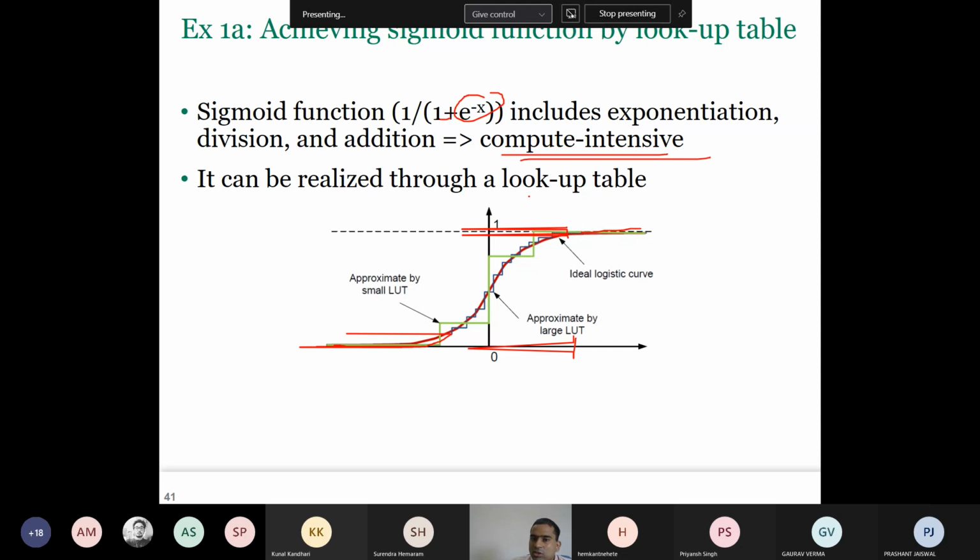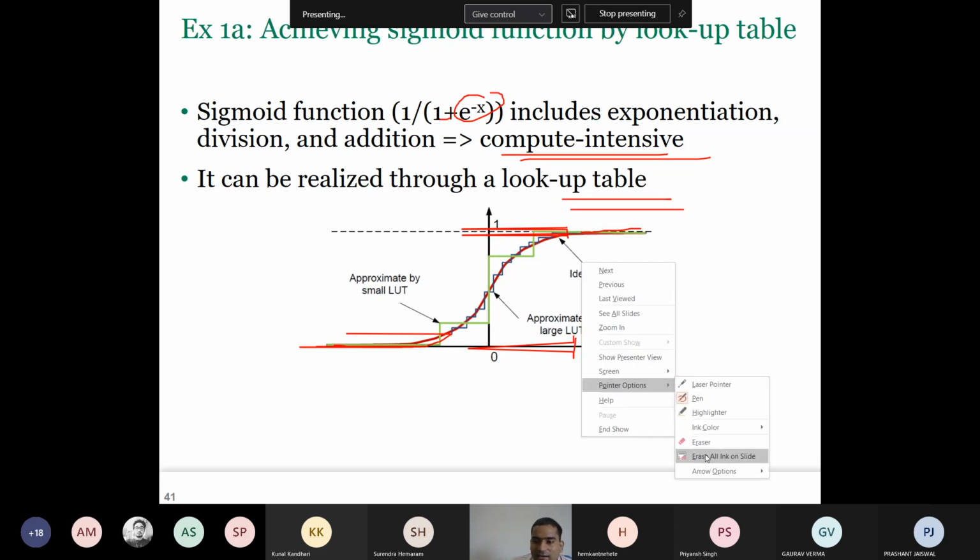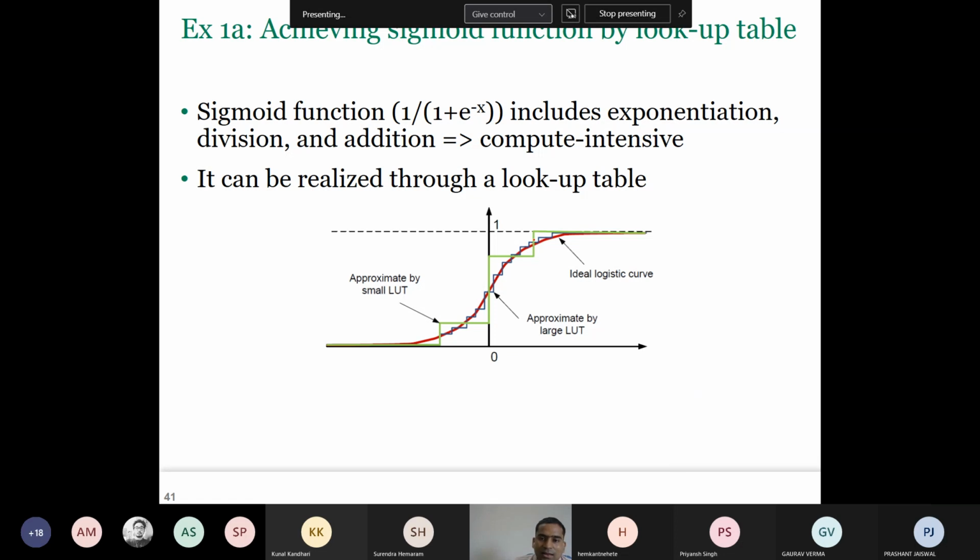So better is to realize it through a lookup table. That's why, for example, for log we always use a lookup table. Generally, we don't compute the log all the time. We just use a lookup table. Now how large that lookup table is, that is in our hands. So here you can see the green one. Green is a very coarse approximation of sigmoid.